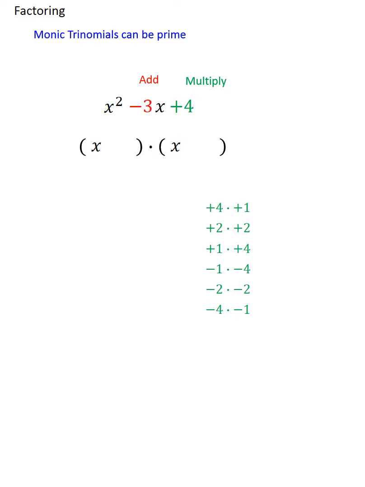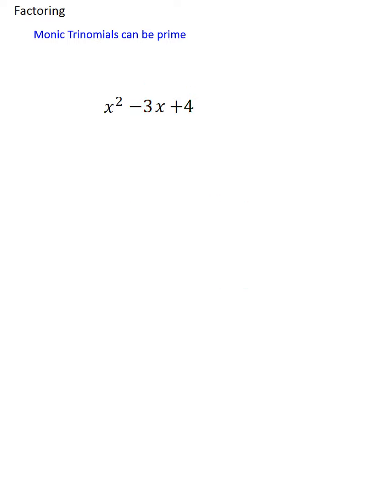Nonetheless, I'm looking for a pair of these numbers that would add to negative 3. Those add to 5. Those add to 4. And what we see is that of every possible pair of numbers that multiplies to make positive 4, none of them adds to negative 3. That means that the two numbers I'm looking for don't exist, and therefore this polynomial is prime.